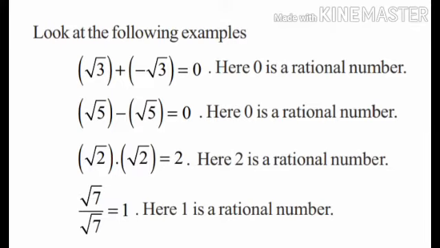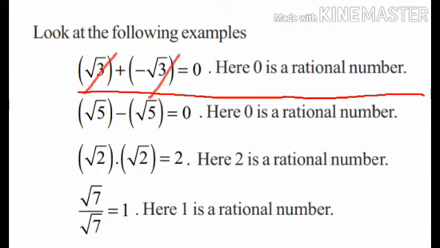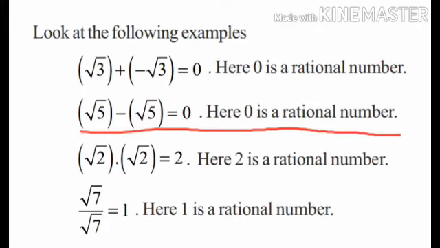Can you say irrational numbers are also closed under the four fundamental operations? Look at the following examples. Root 3 plus (minus root 3) is equal to 0. Here, cancel plus root 3 and minus root 3, so we get 0. Here 0 is a rational number. One more example, root 5 minus root 5 is equal to 0. The difference of root 5 and root 5 is 0. So 0 is a rational number.